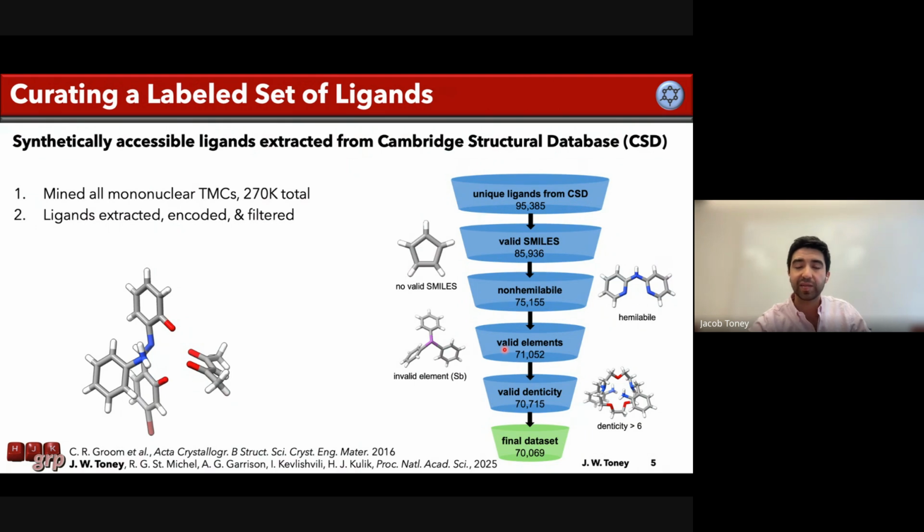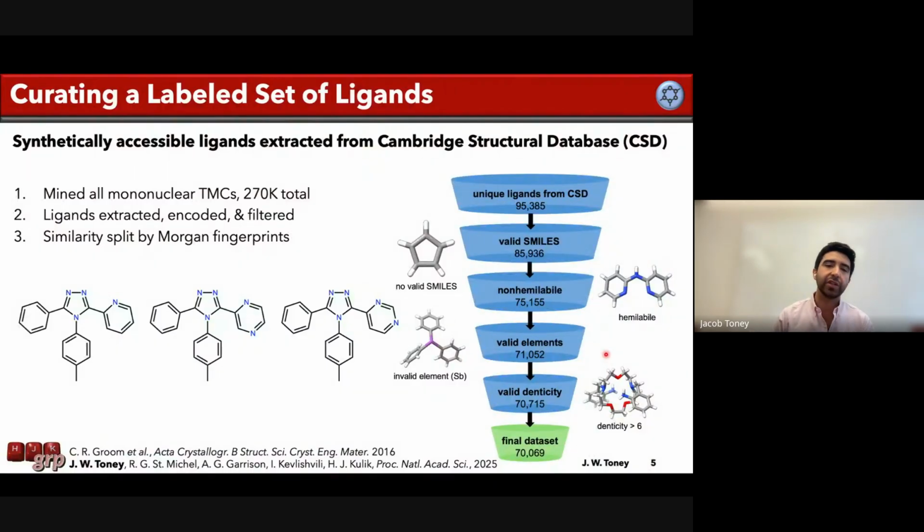We filtered for valid elements, so things that are well represented in the data set. We have very rare instances of things like antimony binding to the metal, but by and large, we're interested in carbon, nitrogen, oxygen, phosphorus, sulfur, silicon, that sort of chemistry. We filtered for a valid denticity, which is the number of bonds that you form to the metal. We noticed a precipitous drop in the distribution as you look at things forming 7 or more bonds, so we just cut it off at 6, keeping things up to 6. Finally, that brings us to a final data set of just over 70,000 unique ligands, all of which were experimentally synthesized and for which we know the coordination to a transition metal.